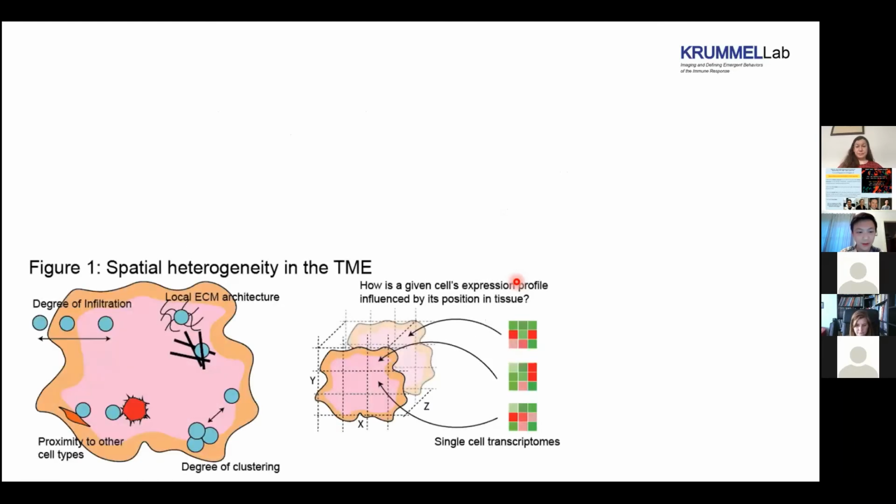So to start with, I think we can all appreciate from imaging the tumor, especially ones that spontaneously arise, that a lot of tumor heterogeneity is involved. And there's a lot of spatial heterogeneity in the tumor, with variables such as the local ECM architecture, as we saw before in the previous talk with those very nice images, and the degree of infiltration of certain immune cell populations, and which cells are closer to which other cell types. So ultimately, we'd like to understand how a cell's expression profile is influenced by its position in the tissue, its XYZ position.